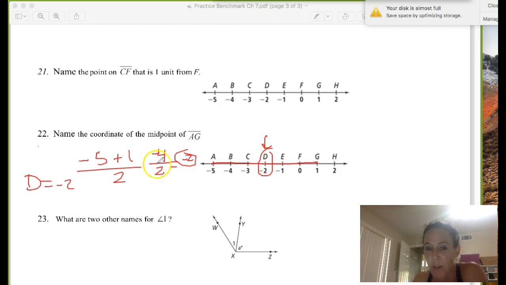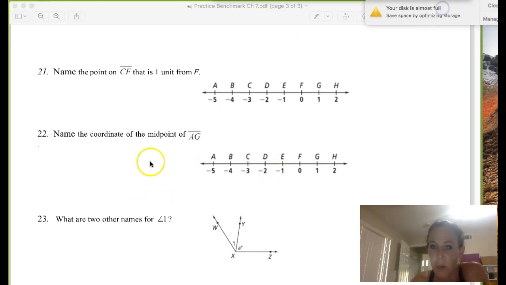Now, if you didn't want to just find the average of the two endpoints, you could have counted and gone like, well, I'm going to go over 1, 2, 3, 4, 5, 6. So I have to go back 1, 2, 3 this way, and I have to go over 1, 2, 3 this way, and that would be my middle. You can kind of just look at it, right?